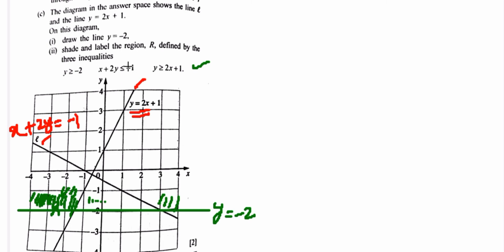The next one, x plus 2y less than or equal to minus 1. This is the line x plus 2y is equal to minus 1. Now here the sign of the inequality is less than or equal to minus 1. It means the area is below the line. Less than or equal means below the line. So the required area is below this line.